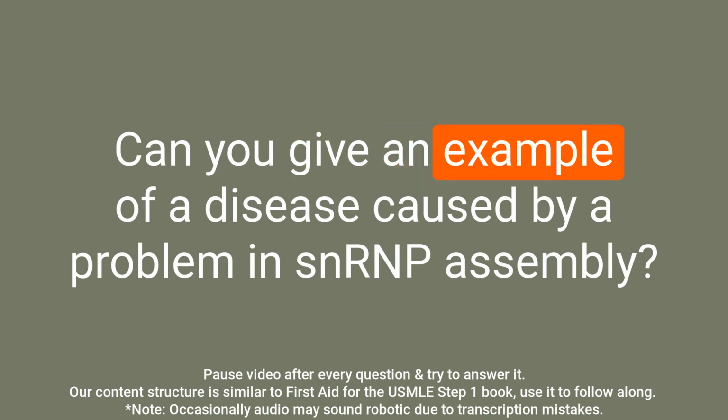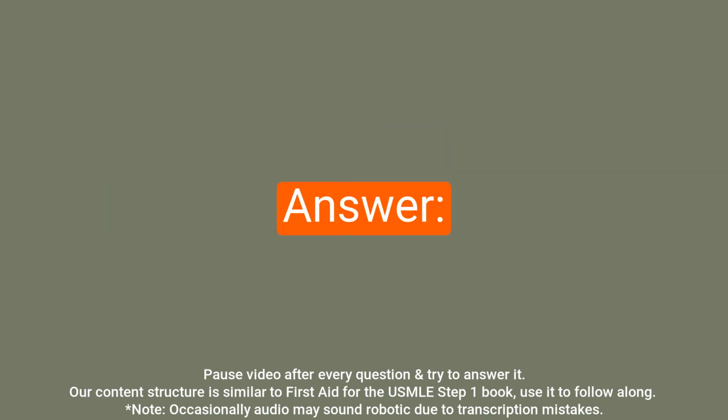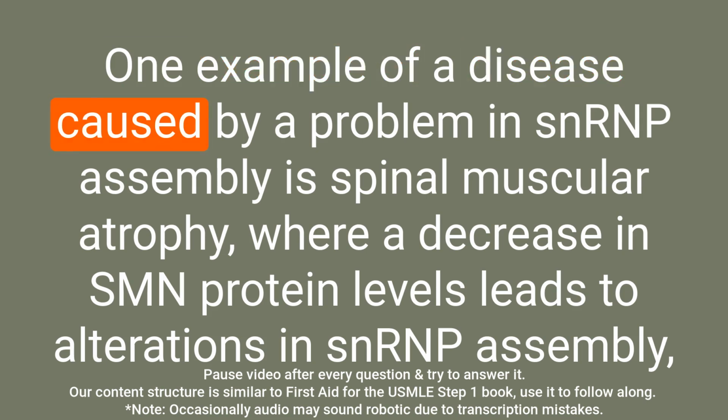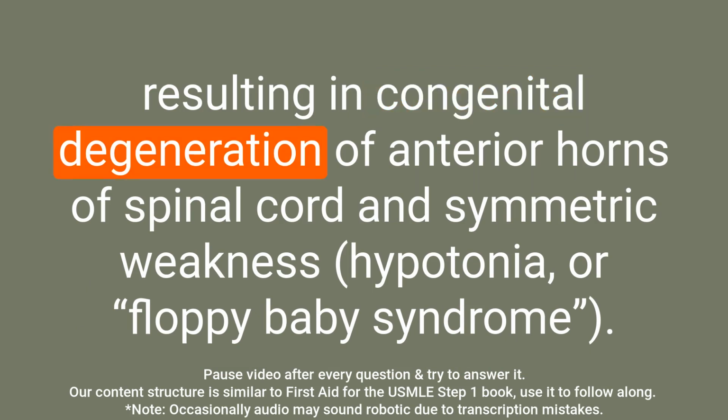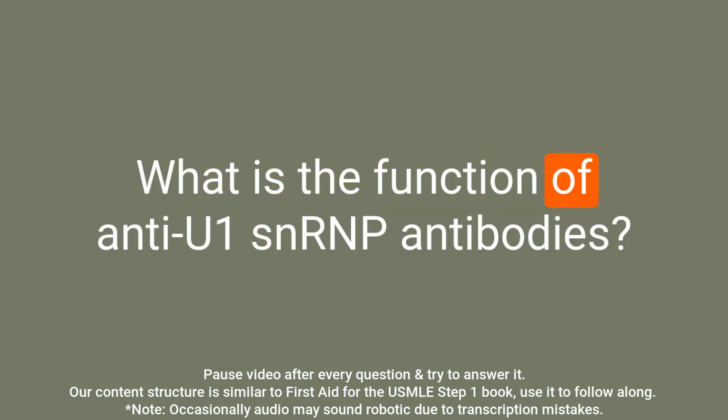Question: Can you give an example of a disease caused by a problem in snRNP assembly? Answer: One example of a disease caused by a problem in snRNP assembly is spinal muscular atrophy, where a decrease in SMN protein levels leads to alterations in snRNP assembly, resulting in congenital degeneration of anterior horns of spinal cord and symmetric weakness.